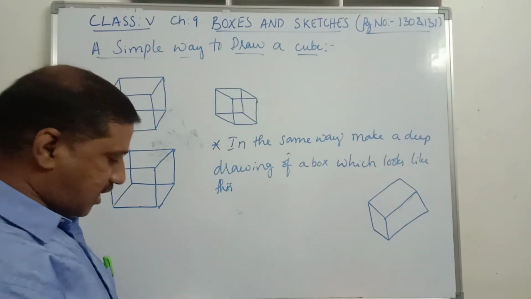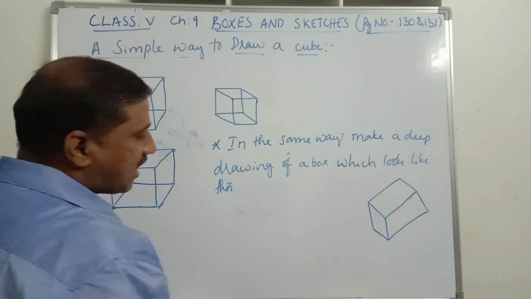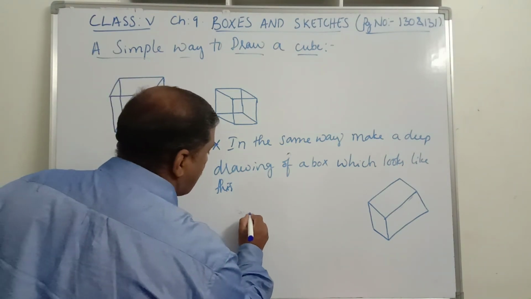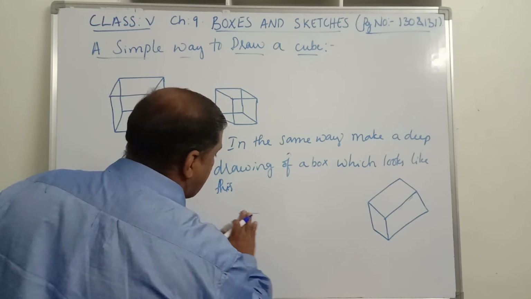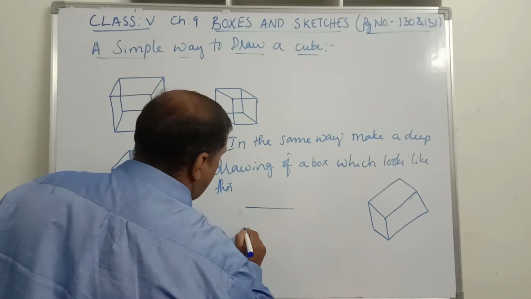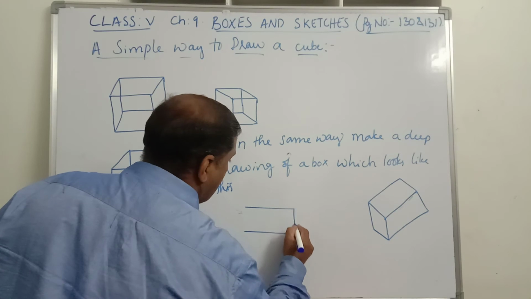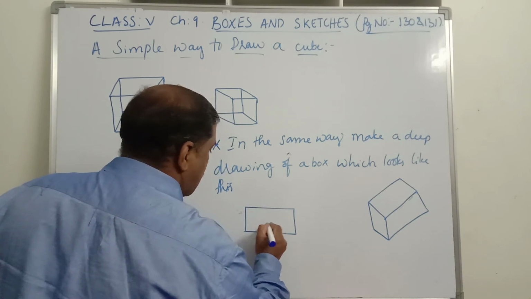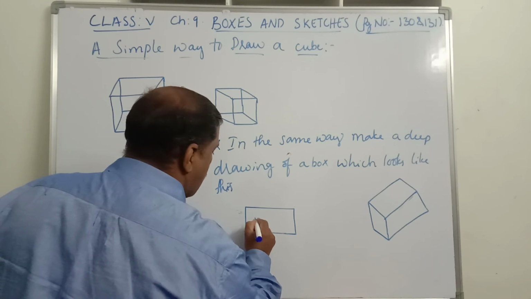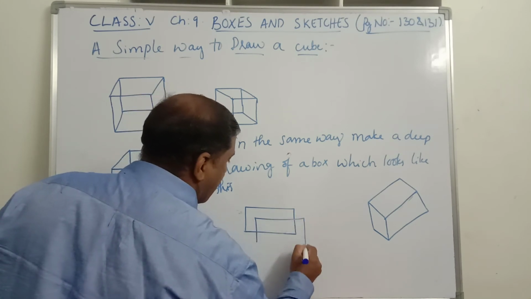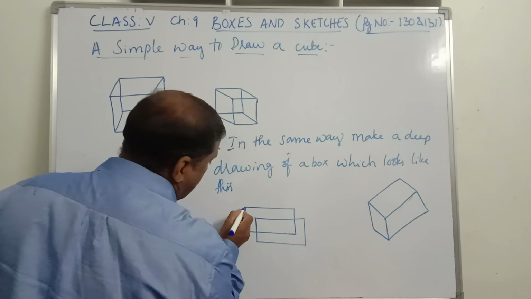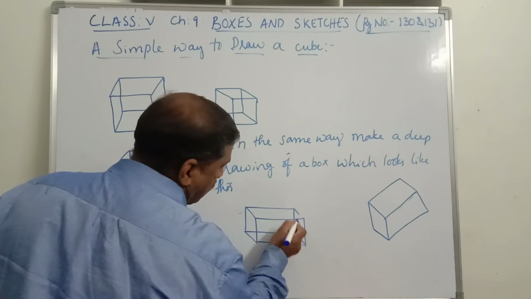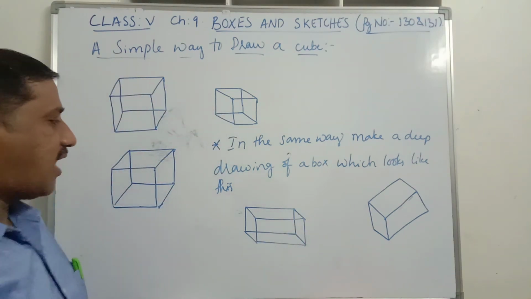How to draw this box? We can see here. You take two rectangles and join the corners of those two rectangles. We will get the box like that. This is a simple way to draw. Let's say I am drawing two rectangles and I join the corners 1, 2, 3 and 4. We will get a deep drawing of that box.